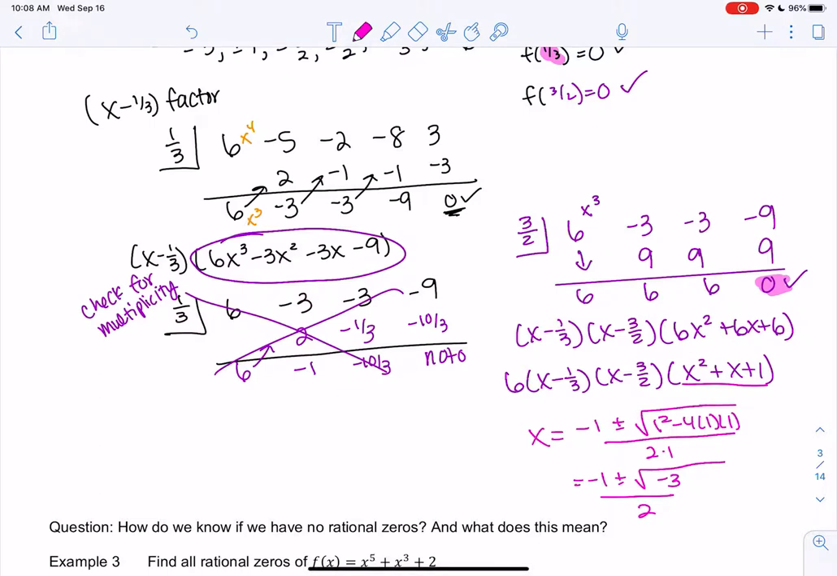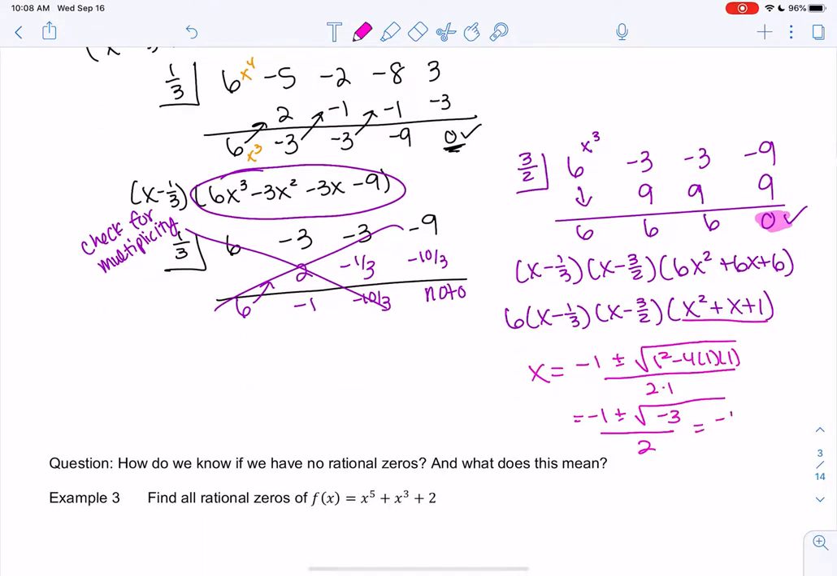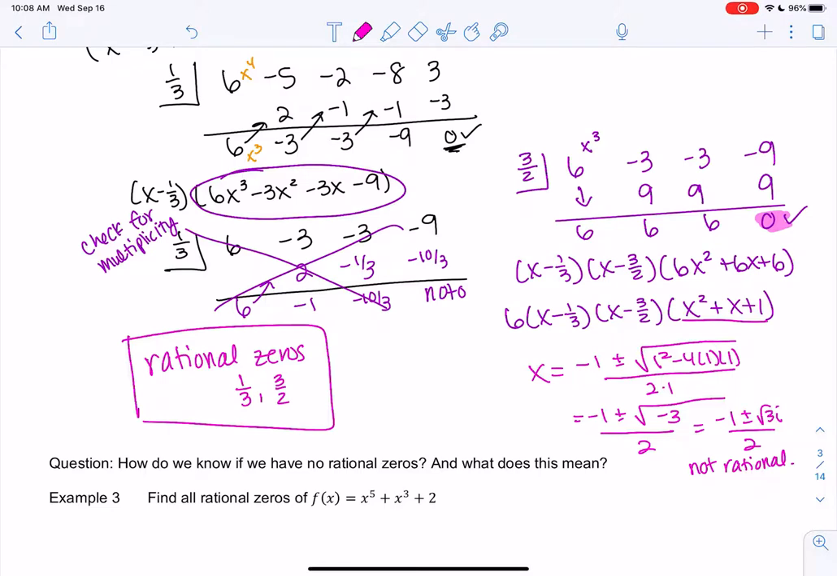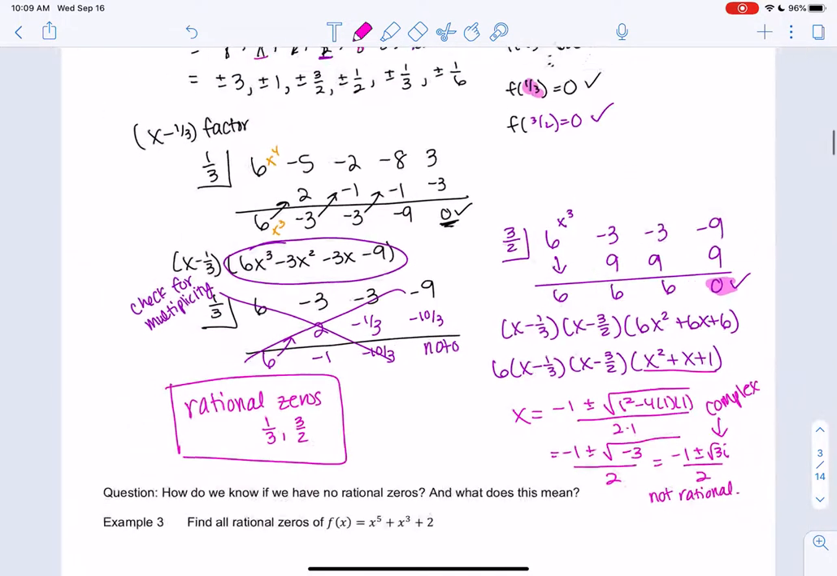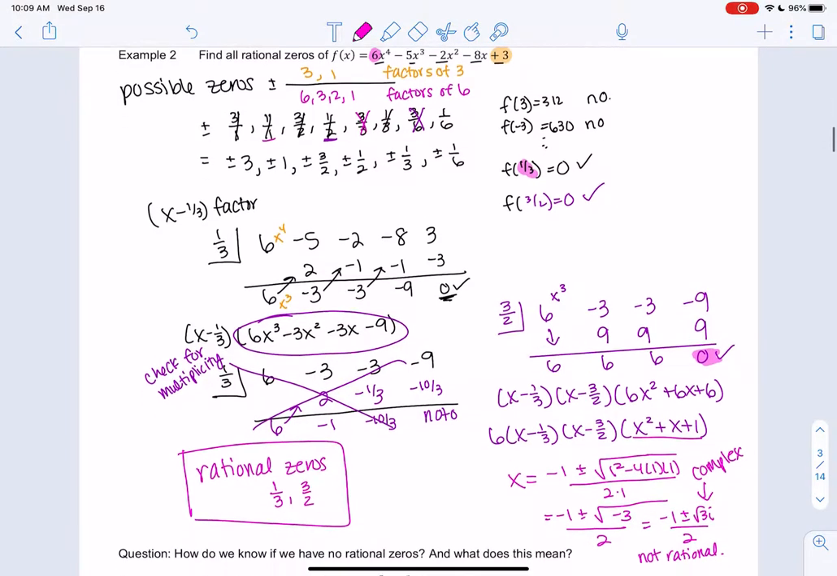And so this is not rational, right? This would be negative 1 plus or minus square root 3i, over 2. So this is not rational. So our only rational zeros are 1/3 and 3/2. And then we have two more zeros, and they're complex. So we had less than 4 zeros. We only had 2 rational ones, right? We'll always have at most 4.